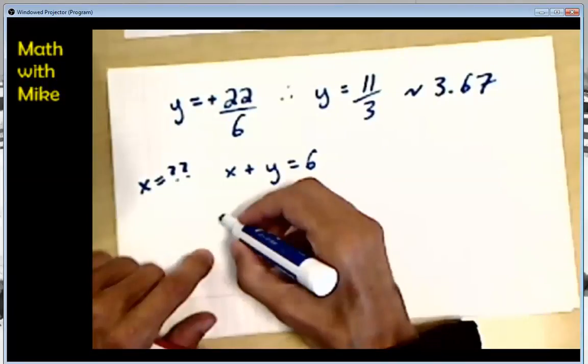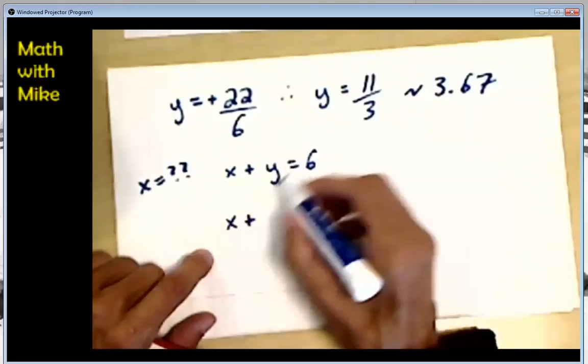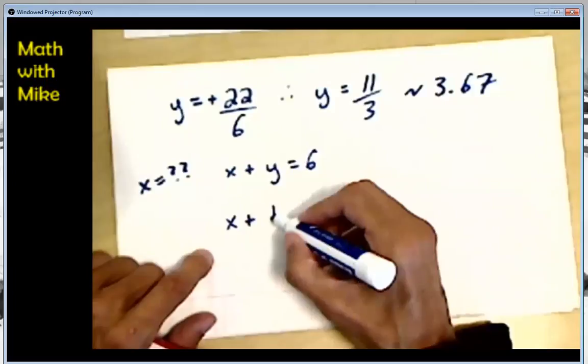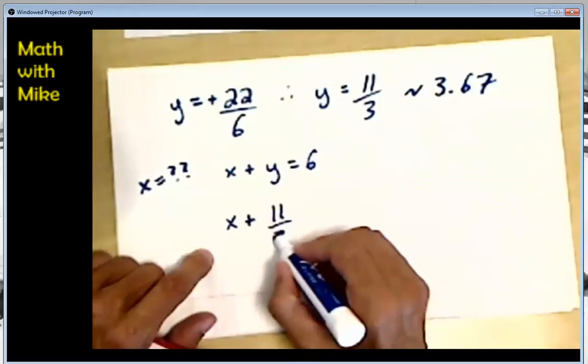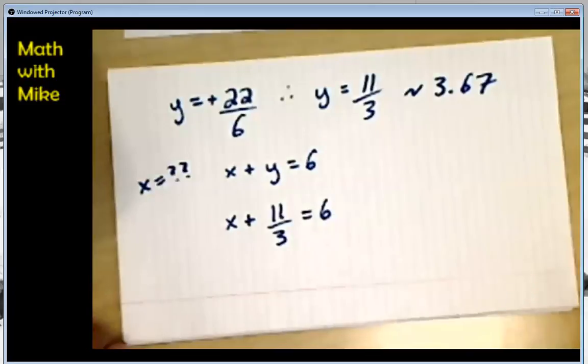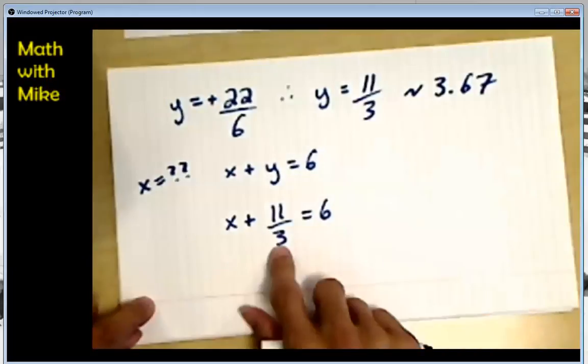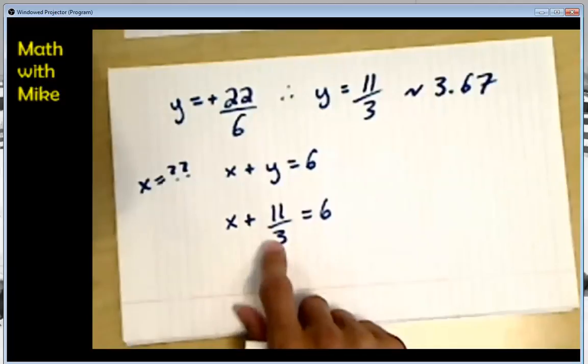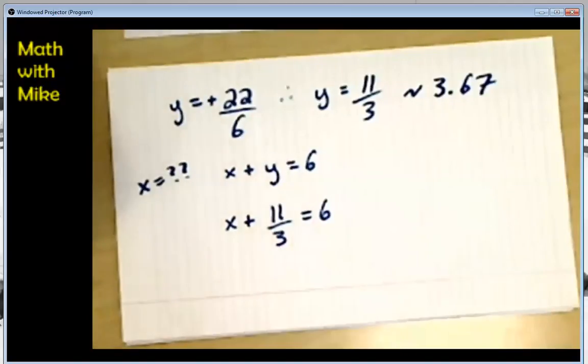So we get x plus, no longer y, because we're replacing it, the y is gone, and we get 11 over 3. That equals 6 like that. Now, one cool person, I think last week, said the way to deal with this fraction is to multiply everything by whatever you see on the bottom. That's pretty smart. I like that.